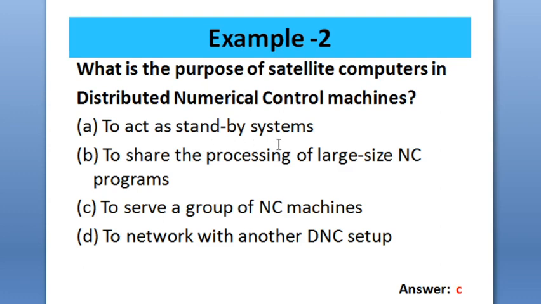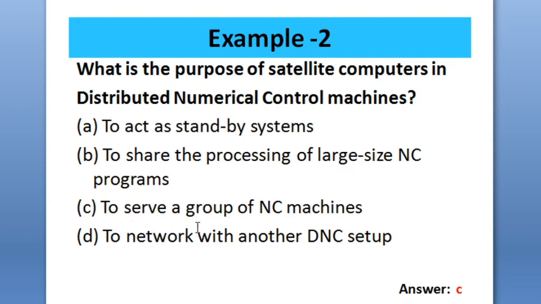It acts as a standby system to share the processing of large size NC programs, to serve a group of NC machines, or to network with another DNC setup. In DNC, a single computer can be used for controlling multiple NC machines. The host computer sends the information to the satellite computer. Each satellite computer controls the group of machines. Therefore, the answer is C.